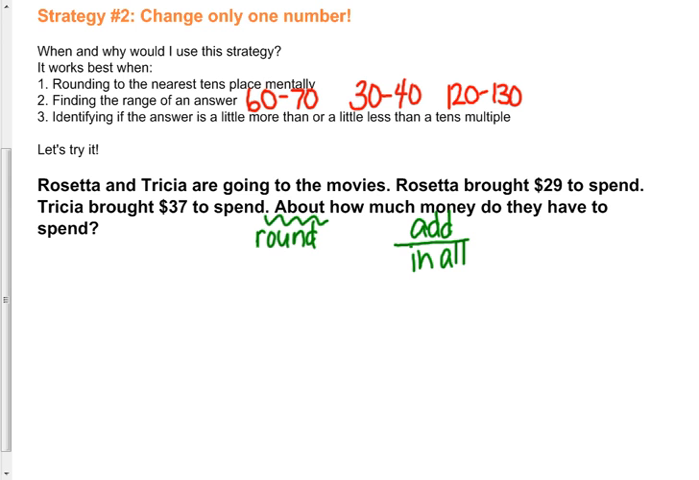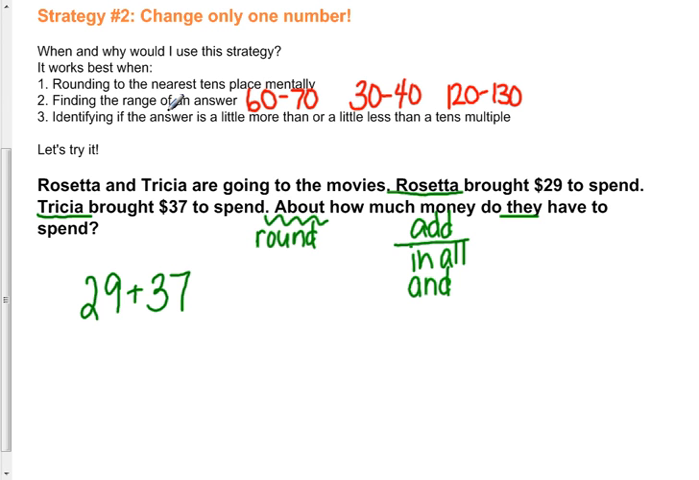In this example, they have the question, how much money do they have to spend? Because we're talking about Rosetta and Trisha, we're going to have to add. So when we are talking about more than one person, and we use the word and to describe it, we know that we're going to add as well. So I'm going to write 29 plus 37.